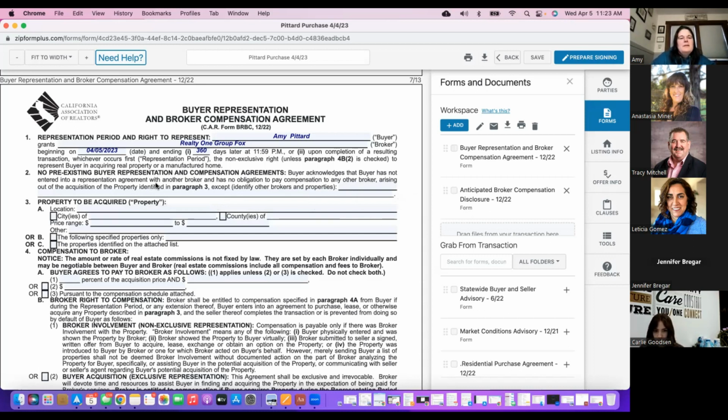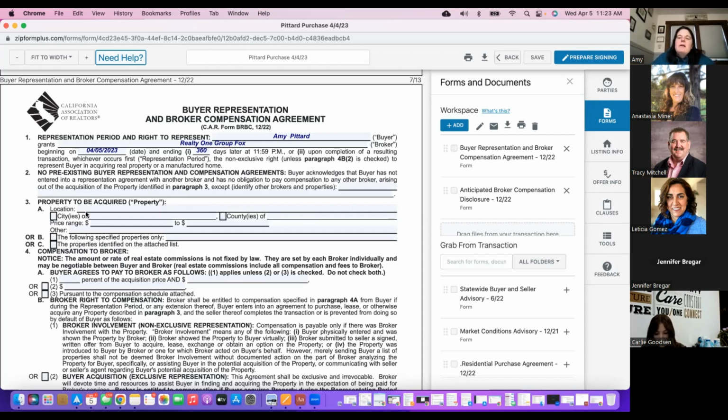All right, moving on to 3, the property to be acquired. Make sure you fill this in. Keep in mind that it's either A or B or C, not A, B, and C. So you could identify specific properties on an attached list, which would be C. You could identify B, which would be the following specific properties only. So if you just have 1 or 2 properties that you're mentioning, you'd fill it out there. Or if we're being more broad, we would fill it out here under A.